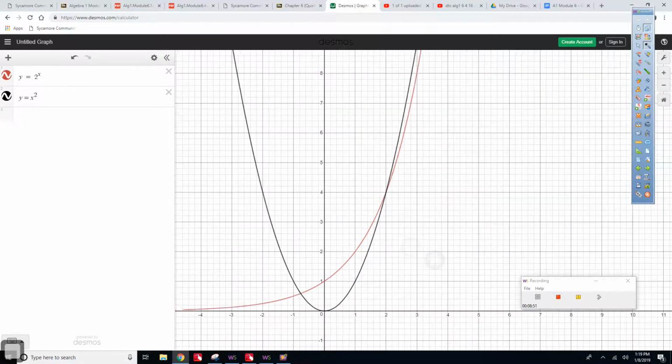Look, between 0 and 2 seconds, the tortoise started at 1 meter. Remember, it got a 1 meter head start. And it traveled to the 4 meter mark. So how far did the tortoise go in those 2 seconds? 3 meters in 2 seconds. Okay?